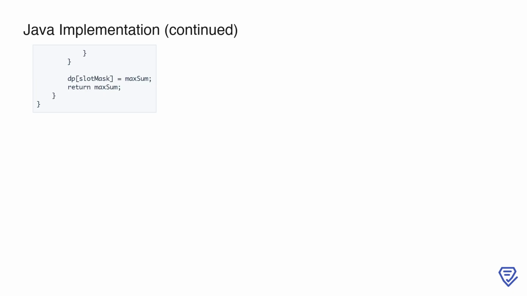We iterate over each slot from 1 to num_slots, calculating the number of numbers currently assigned to the slot using a bitwise operation on slot_mask. If the slot can hold more numbers, we calculate a new state, new_mask, by adding the current number to the slot. Then, we recursively compute the maximum AND sum for the next index i + 1 with this new state, updating max_sum if the current sum is greater. After completing the loop, we store the result for the current slot_mask in the dp array and return max_sum.